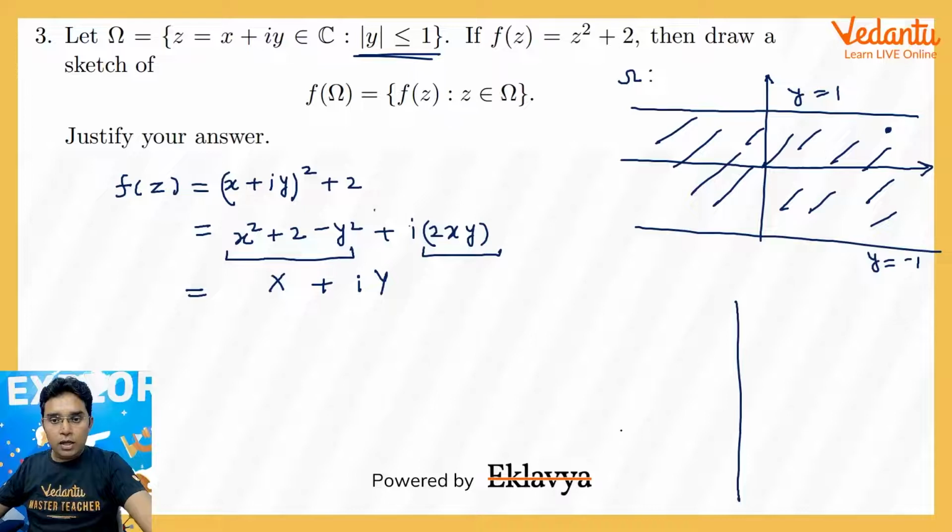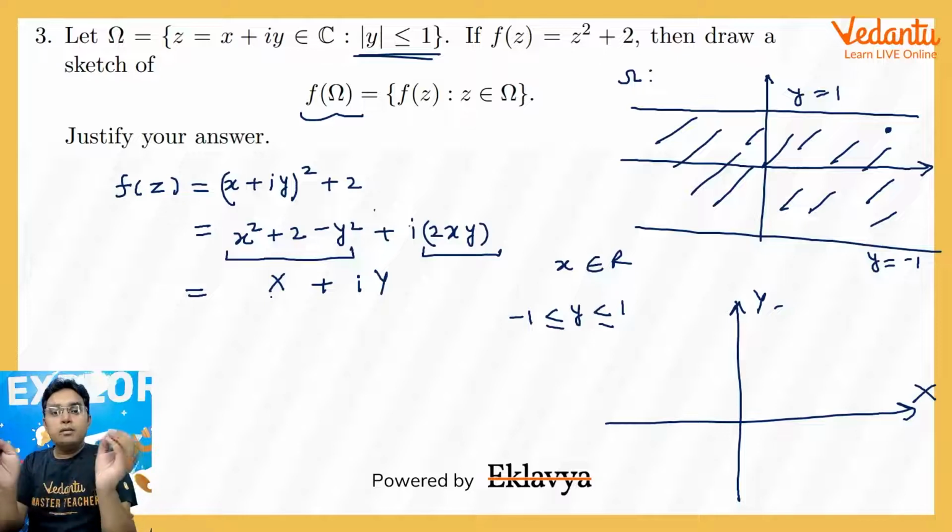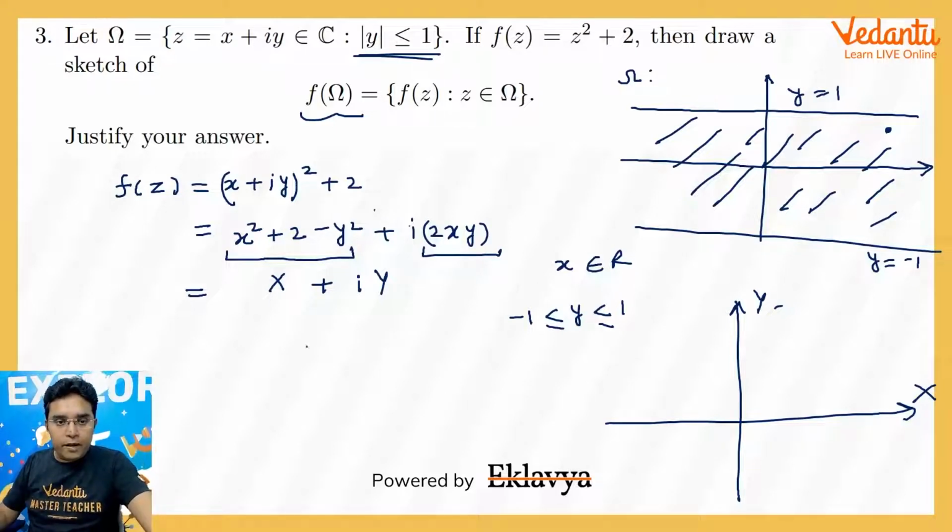And now I will draw the graph of this f(omega) that we are talking about, because f(omega) is the set of all such f(z) where z belongs to omega. So this will be my capital X and that will be my capital Y. Now, please see here, small x belongs to all real numbers because there is no restriction on x, but my y is between 1 and minus 1. So I will try to make a relation between x and y for some taken y. Let us say y is equal to beta, and beta can be anything from minus 1 to 1.